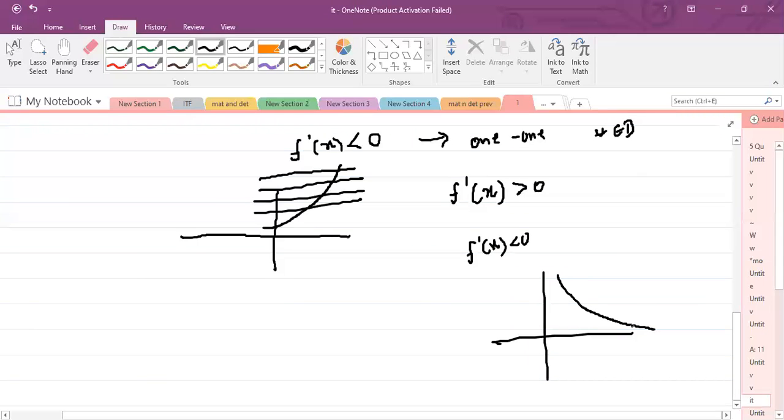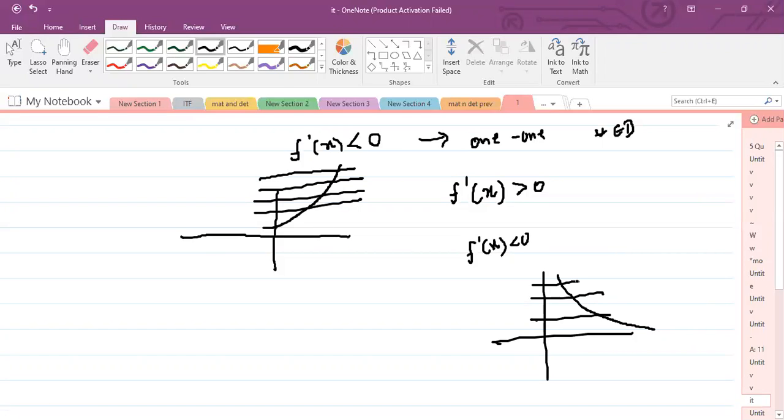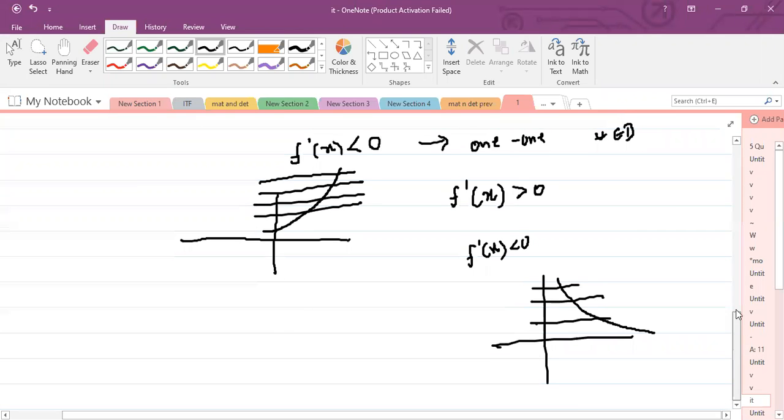In this case also, a line parallel to the x-axis, we call it a horizontal line. If you draw a horizontal line, it will not cut at more than 1 point. Therefore, definitely it will be a 1-1 function. Okay, so this idea gives a very useful shortcut. Now let me come back to this problem.